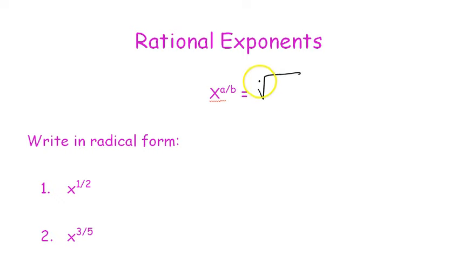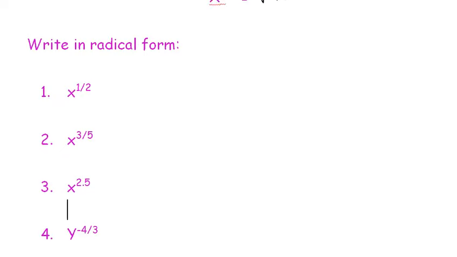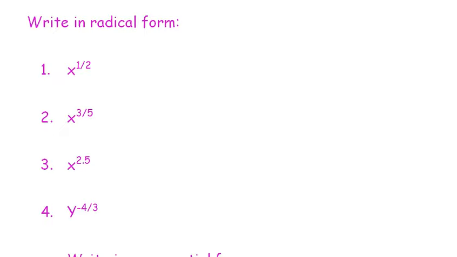You could write it as a root where it's a b root of x to the a power, or you could write it as the b root of x all to the a power. Those are the same thing, and it just depends on the situation you're in as to which one you need. Sometimes one is easier than the other. So here's our examples. First, you just need to be able to transfer forms.